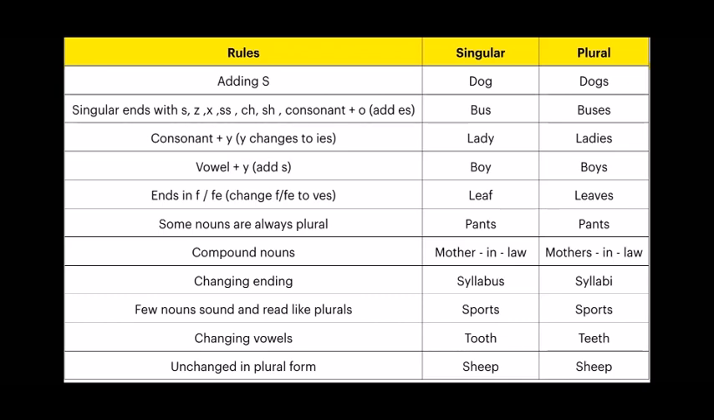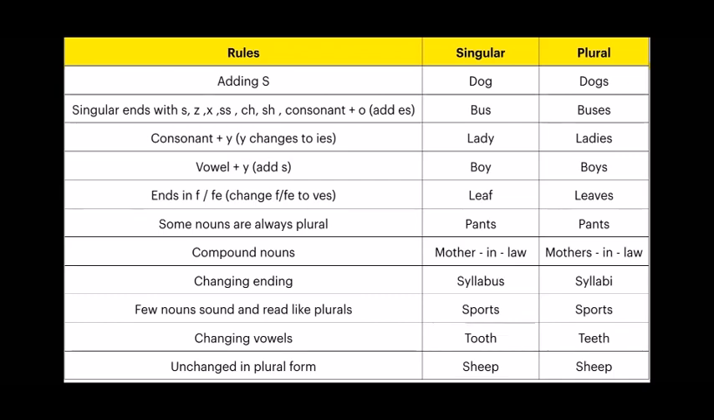Compound nouns. Now, what are compound nouns? Some nouns are made up of two or more words. They are called compound nouns. So when we have compound nouns, like the example that we have taken, mother-in-law is a noun. But you see there are three different words in mother-in-law. So in this case, to make it plural, we add an S. Where have we added it? We have made it mothers-in-law. Only the first noun is changed to plural.